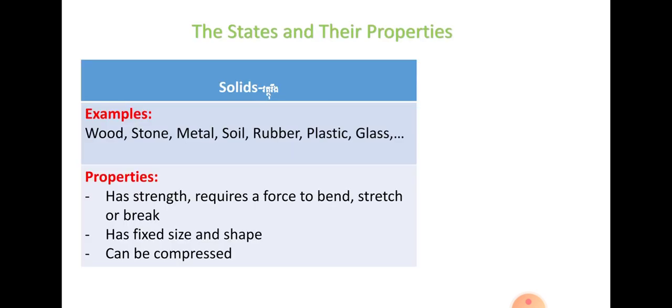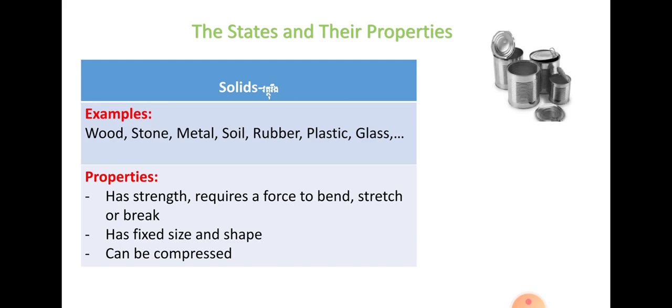So here are the states and their properties. Now we learn about solid. What are the examples of solid and what are the properties of solid? Here are some examples of solid: wood, stone, metal, soil, rubber, plastic and glass. The properties of solid: has strength, requires force to bend, stretch and break, has fixed size and shape, can be compressed.